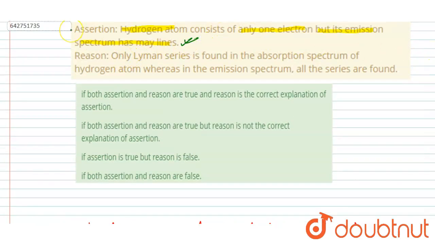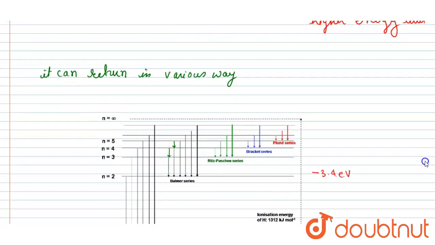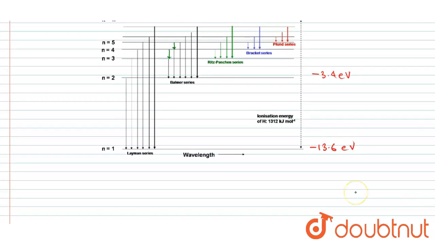Now if you see, in this reason it is said that only Lyman series will form in the absorption spectrum of hydrogen atom, whereas in the emission spectrum all the series are found. If I talk about the absorption spectrum, usually the electron is present in the ground state. So at ordinary temperature all the atoms are present at the lowest energy level, that is this.